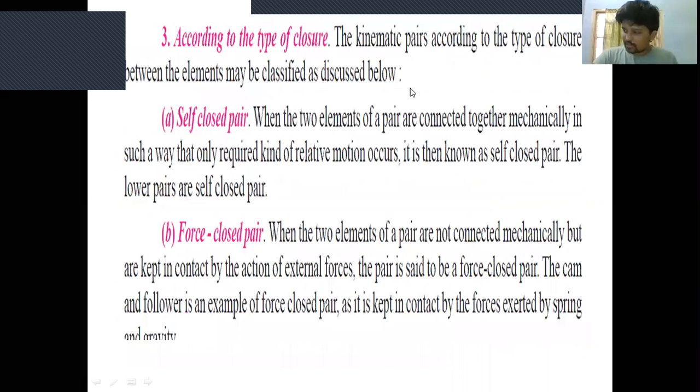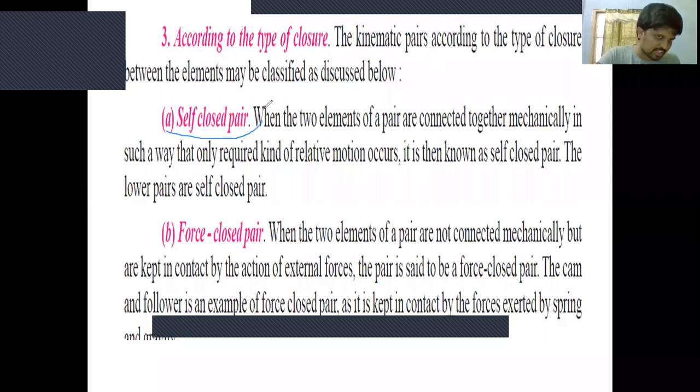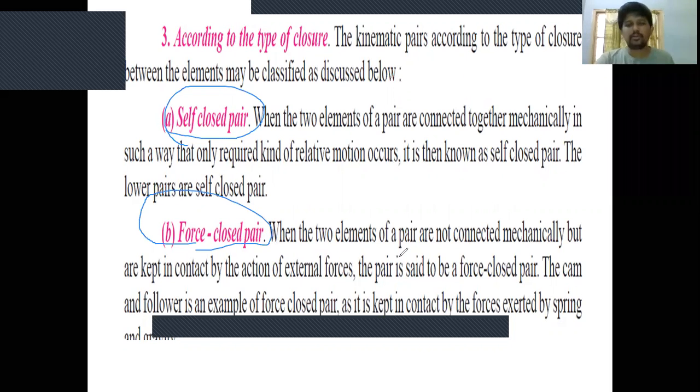Next one, the type of closures we have. That means combining or getting together all the links. If they are self-closed pairs, that means no need to have any external thing. They are closed by themselves. They are defined as self-closed pairs. Force closed pairs, the name itself defines it. You should apply some force on it to complete, or what we say, close the thing. You define it as force closed pairs.